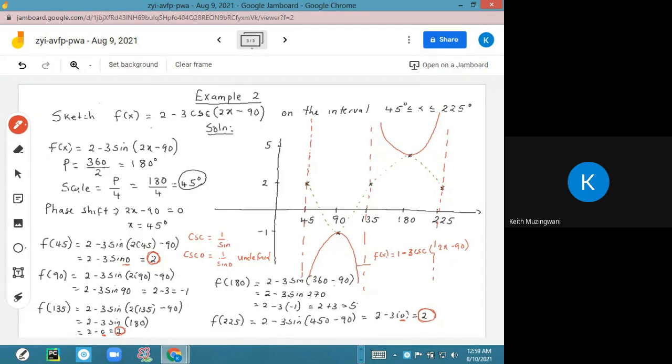Wherever sine is 0, cosec will be undefined. And to show that cosec is undefined here, we are putting the dotted vertical asymptote lines. And then flip now the graph of sine. Where it is going up, we take it down. Where it is going down, we take it up. And that's how we get that graph. So the curves will be in a way that they never touch the dotted lines.